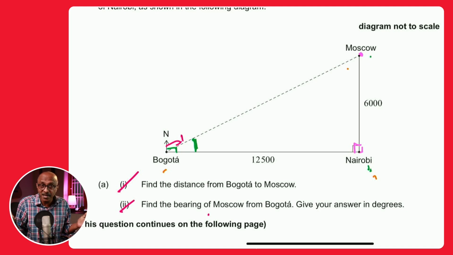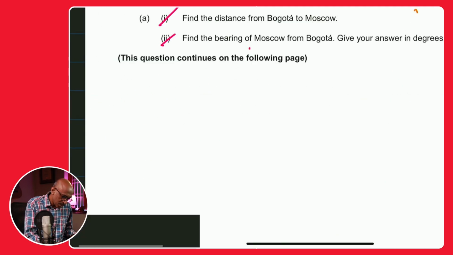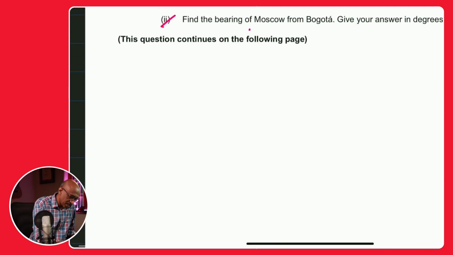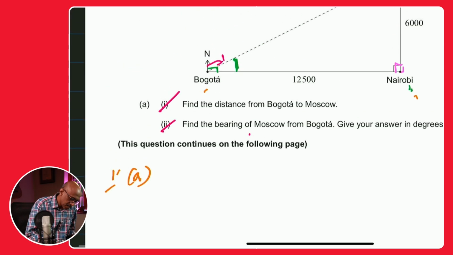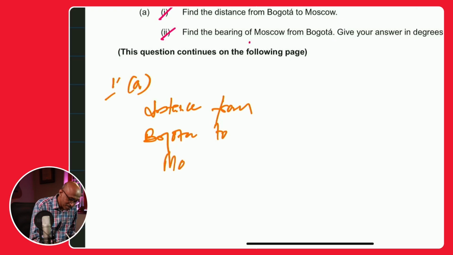I've already explained it, so you should be able to solve it. Let's just solve it together. The first one is part A, with the hypotenuse. So 1A: the distance from Bogotá to Moscow.